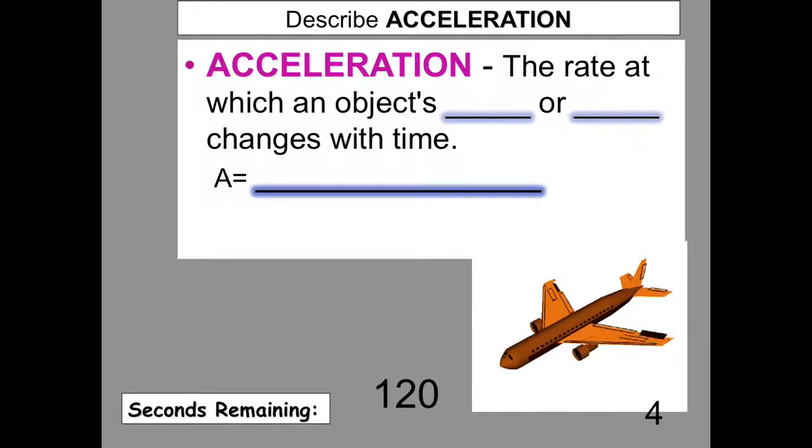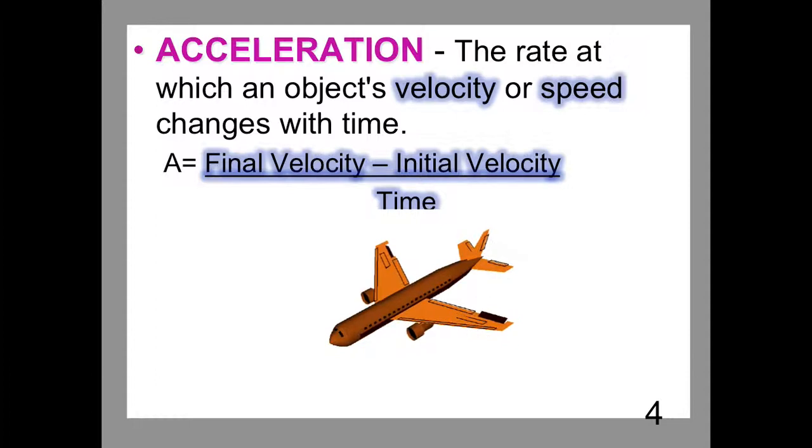Describe acceleration. Think about a plane taking off. Acceleration is the rate at which an object's velocity or speed, those are kind of the same thing, changes with time. The equation is final velocity minus initial velocity divided by time.